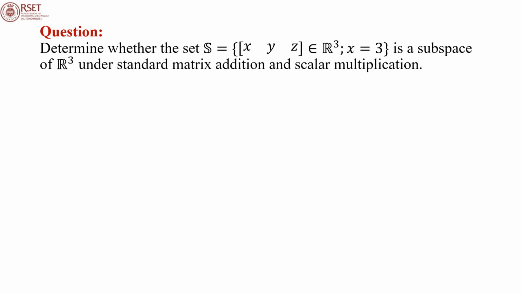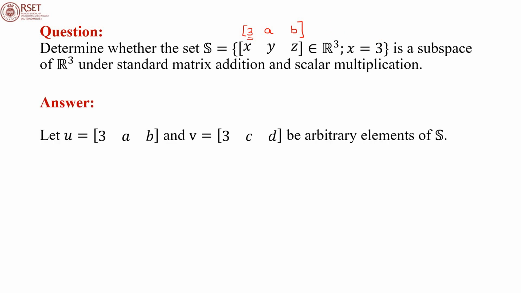Determine whether the set S is equal to the set of all x, y, z belonging to R3 such that x equals 3 is a subspace of R3 under standard matrix addition and scalar multiplication. So what is the peculiarity of the elements of S? The elements of S are of the form (3, a, b). That is, the first entry must always be equal to 3. Second and third entry can be anything. And will this be a subspace of R3? Let us check.